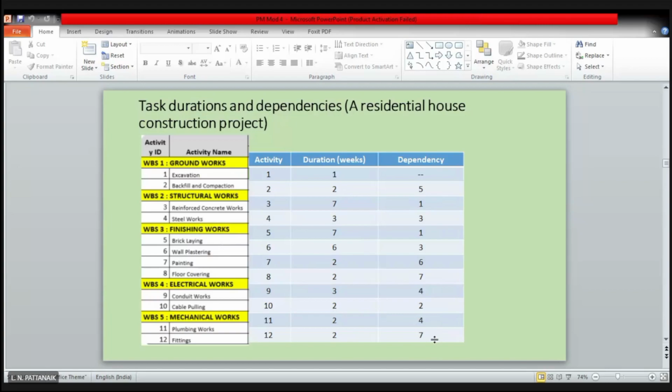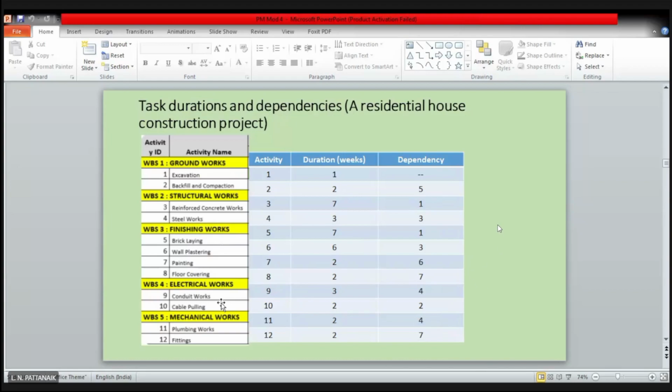That also you can cater to in case of this project scheduling approach, either using this Gantt chart, bar chart, or any other network model. But here we are finding there is only one single dependency. Let me pick some other activity just to explain it for you. For example, let us say activity 9, right? Activity 9 is conduit works, something related with electrical works.